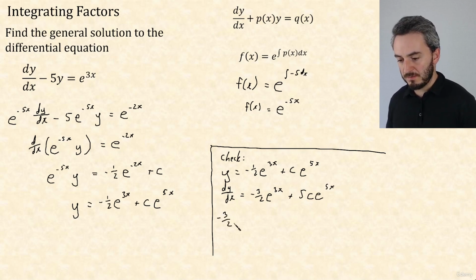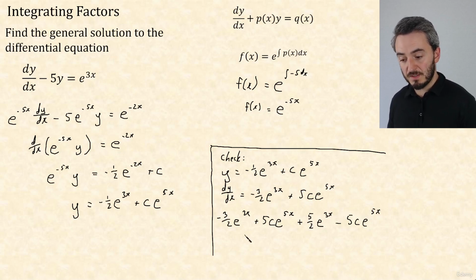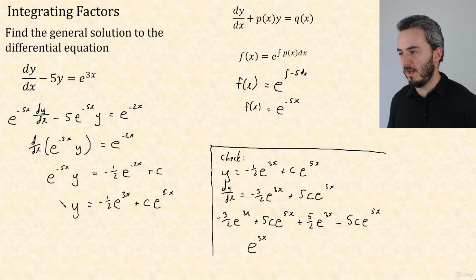So dy by dx is this, minus 5y. Okay, so minus 5 of this stuff. So that's minus 5 over 2, e to the 3x. Then minus 5 times this, minus 5c e to the 5x. Well, these cancel. And I've got 5 over 2 e to the 3x minus 3 over 2 e to the 3x, which is 1 e to the 3x, and that is indeed what we wanted. It's kind of satisfying to see it all come together like that, I think.